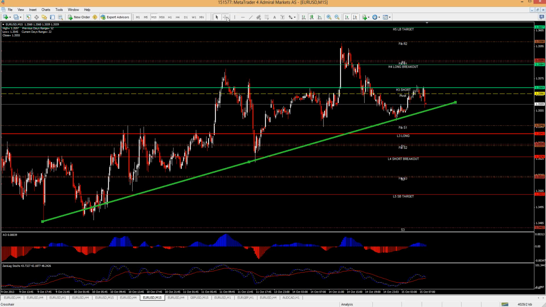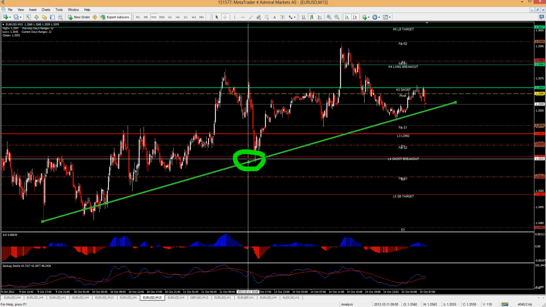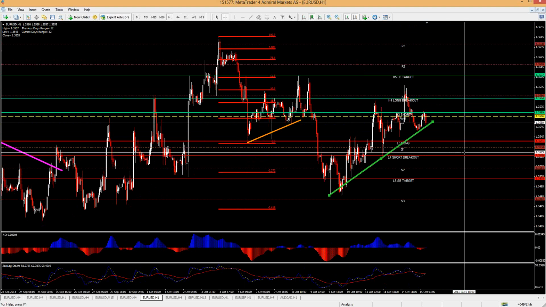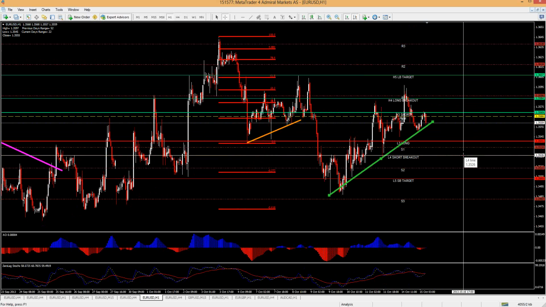Kalen is saying regarding the euro, he has an idea, 135.27. That's just 1 pip above the L4 short breakout, okay. And this support level. To me, that would be risky. That would seem risky to me.